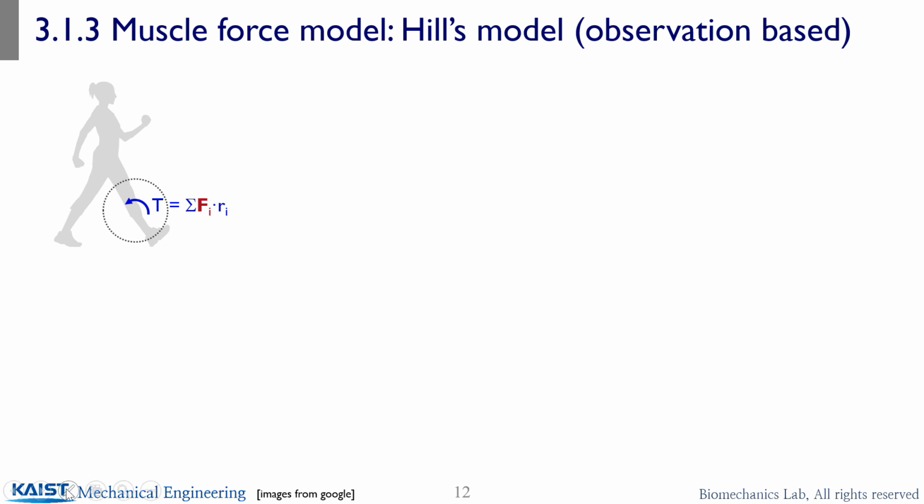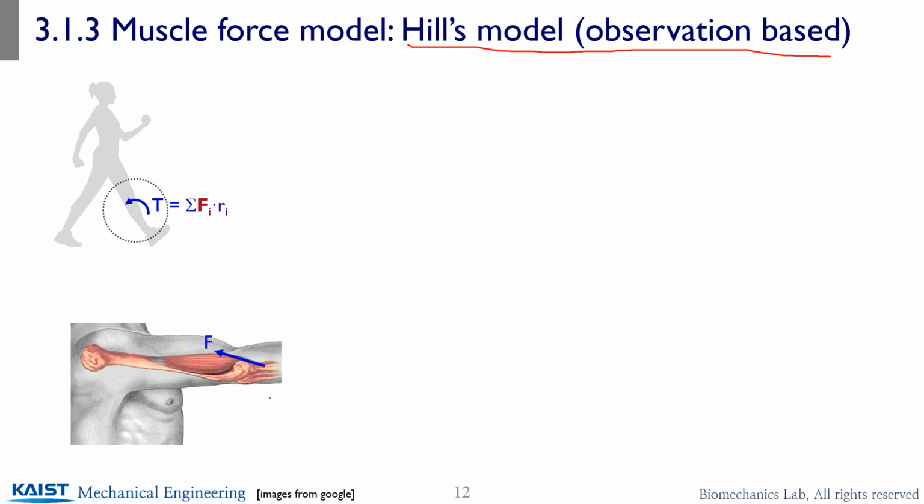So one of the popular models is the Hill's model, based on experimental observation. For the force generated by muscle contraction in a single muscle fiber, muscle physiologists wondered how that F is formulated. What's going to be the function of F? Is the muscle force a function of muscle length, or the muscle shortening velocity, or time, whatever?